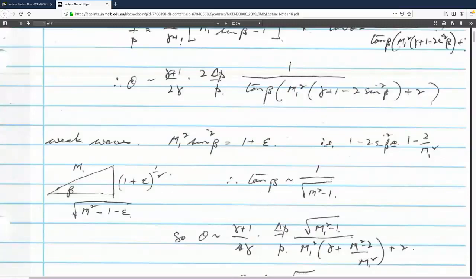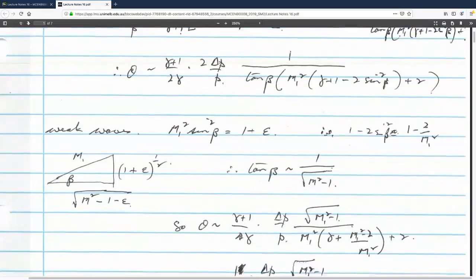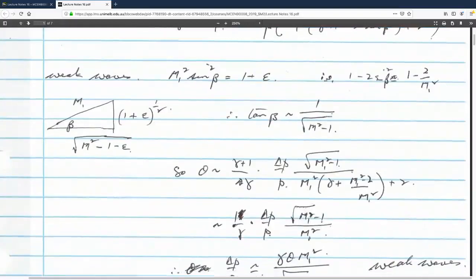So there's just a little fooling around to be done here, and the 2's subtract. And so I have this expression, and so it becomes really rather simple. Theta is 1 upon gamma delta p upon p, the square root of m squared over m1 squared, and that gamma plus 1 cancels from here.